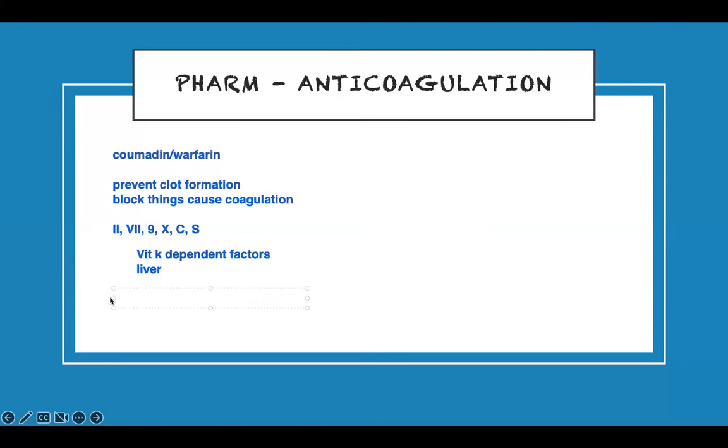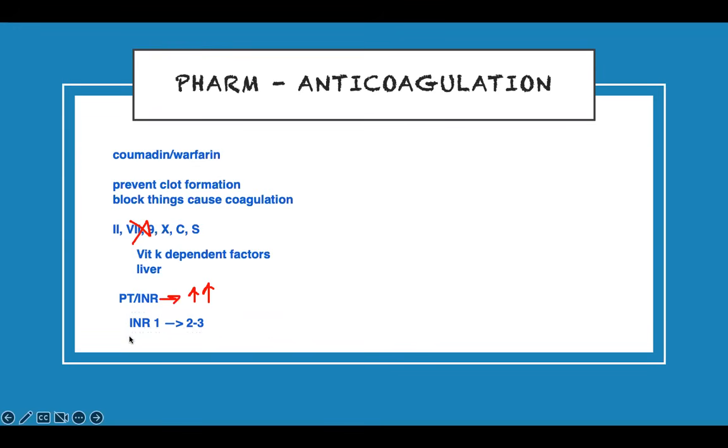These factors control your PT and INR. Factor 2, 7, 9, 10, C, they control PT, INR. Therefore, if you're taking Coumadin that is blocking them, your INR and PT need to go up. That's the way it has to be, right? And so your normal INR is 1. If you take Coumadin, it goes up to 2 to 3.